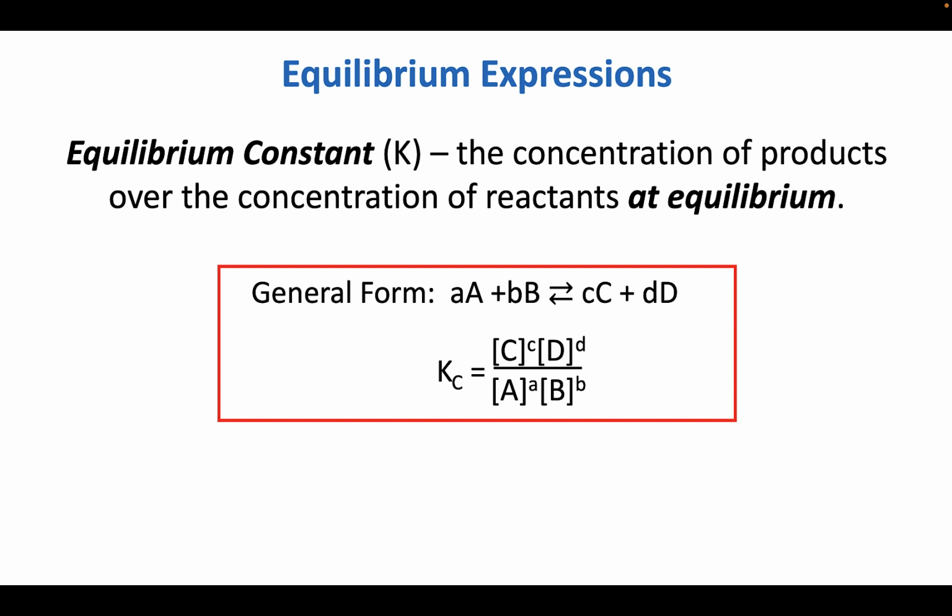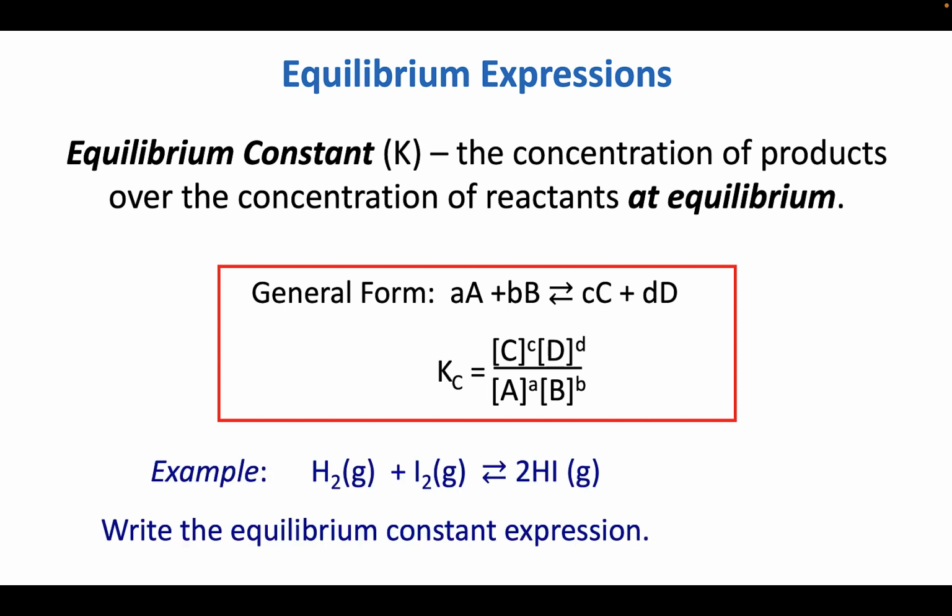And if we have something that has a certain amount of A, so lowercase a would be the coefficient, so it could be 2A, 4A, whatever, plus a certain amount of B goes to a certain amount of C plus a certain amount of D, we are going to say that this is products over reactants. So C raised to the c power times D raised to the d power. We want to make sure that we're getting those coefficients in the balanced chemical equation to be exponents in our K expression. Products over reactants, making sure to raise each of our species to that coefficient.